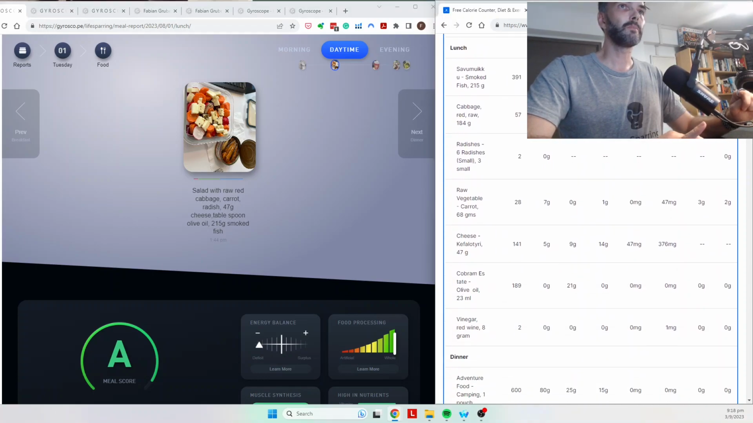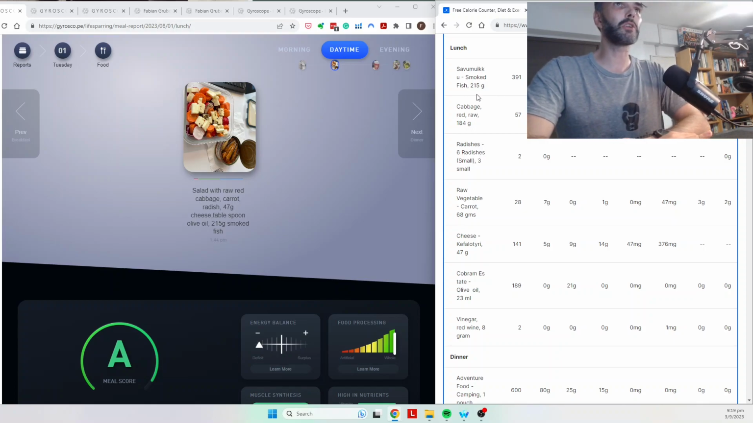So lunch was pretty much my own staple salad: just raw red cabbage chopped up, some radishes, some carrots, some cheese, a bit of olive oil, vinegar, and then a can of smoked fish. Of course, when I track this in MyFitnessPal, I scan the can of fish, so I get the exact brand, and I weigh all the ingredients.